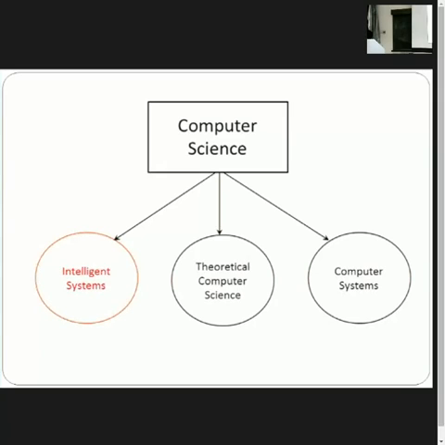And unfortunately or fortunately, I happen to belong to intelligence systems. I'm doing my PhD in machine learning. Our other organizer, Arvind, will do his own gong show for the computer systems part, and Abhirup will talk about theoretical computer science. So I'll start with intelligence systems.